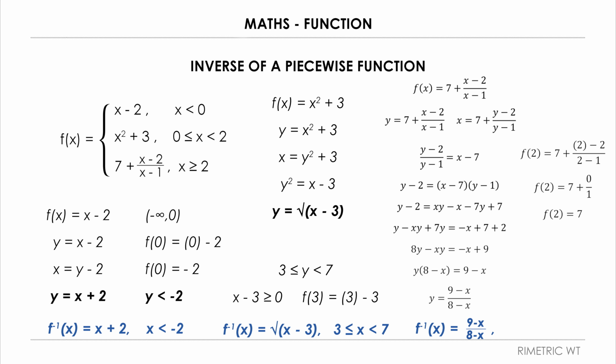To find the other end of the range, we use a limit. As x approaches infinity, the rational term approaches 1. Therefore, the entire function approaches 7 plus 1 equals 8. However, it never actually reaches 8 because y equals 8 is the horizontal asymptote. Therefore, the range of the original rational piece will be 7 is less than or equal to y, and y is less than 8. This becomes the domain of the inverse. Therefore, f inverse of x will be 9 minus x over 8 minus x for the interval 7 is less than or equal to x and x is less than 8.